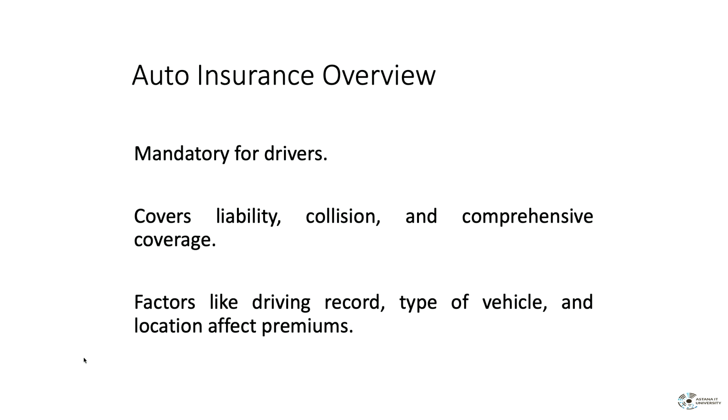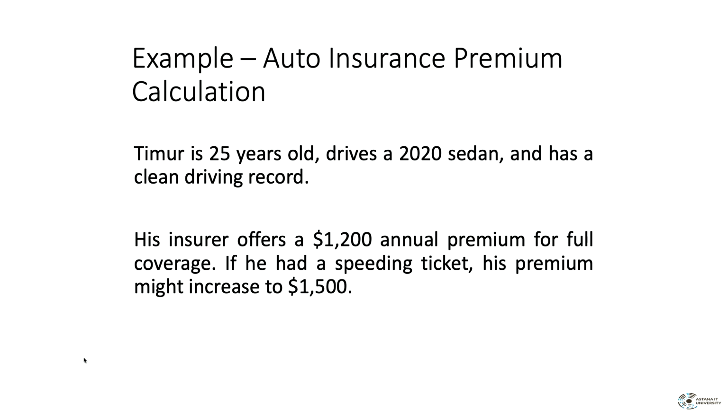Let's illustrate auto insurance by looking at an example. Timur is 25 years old, drives a 2020 sedan, and has a clean driving record. So his insurer offers a $1,200 annual premium for full coverage. If he had a speeding ticket, his premium might increase to $1,500. So that's why it's better to follow the rules, so that it will help you to buy better auto insurance.